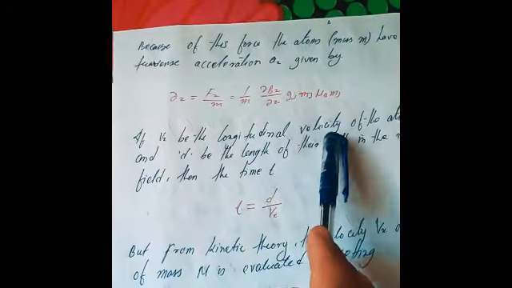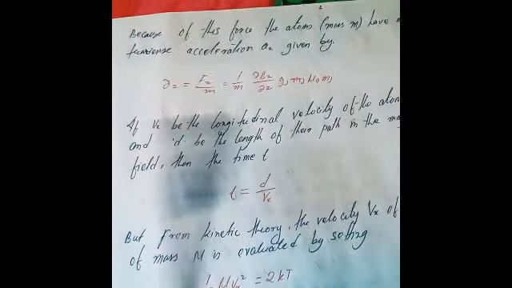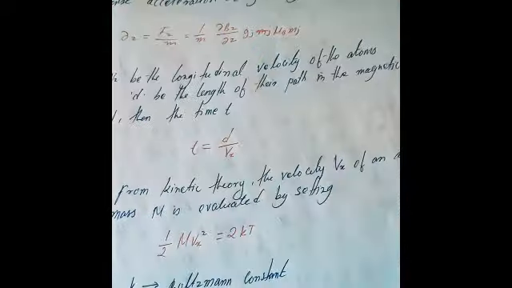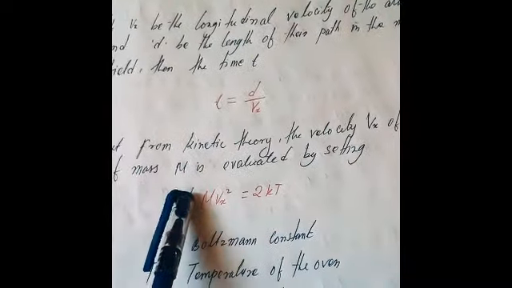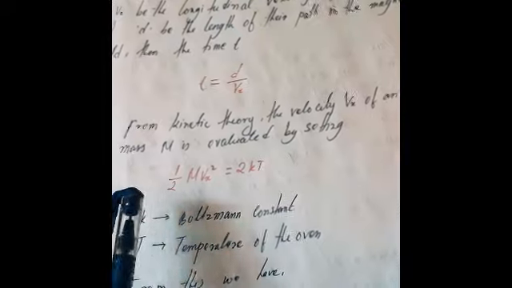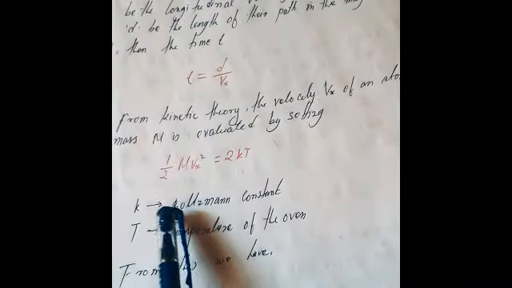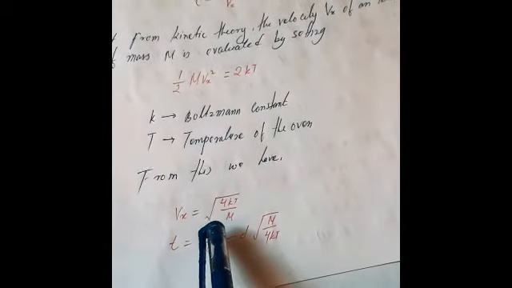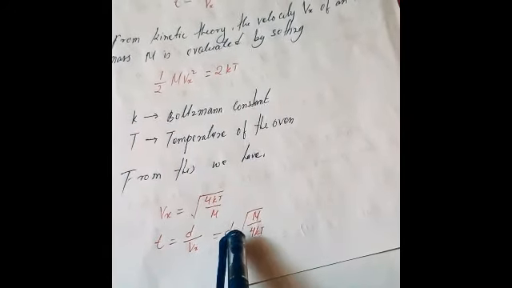If vx be the longitudinal velocity of the atoms and d be the length of their path in the magnetic field, then the time t equals d/vx. But from kinetic theory, the velocity vx of an atom of mass m is evaluated by setting 1/2 m vx² equals 2kT, where k is the Boltzmann constant and T is the temperature of the oven. From this we have vx equals root of 4kT/m. So t equals d/vx equals d root of m/4kT.